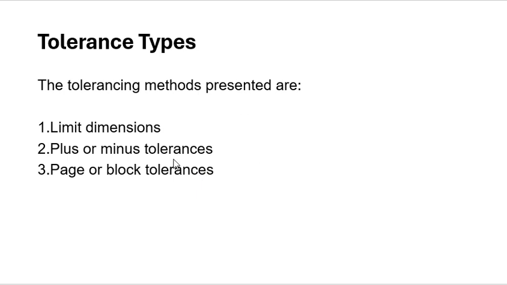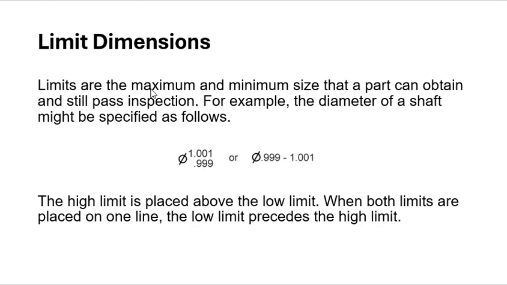So why do we have three different types? Because not all the parts are the same. So therefore we need these three groups to be able to tolerate many different types of parts. Okay, so that's your method of how to tolerate these parts. Three major methods: limit, plus or minus, page or block.